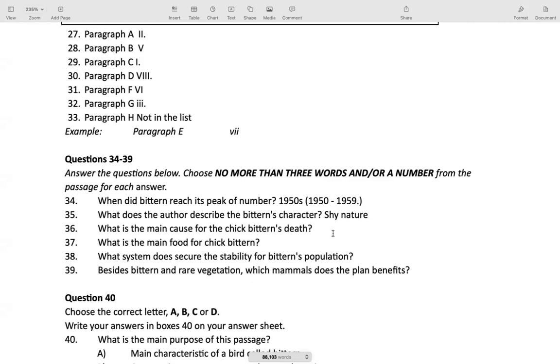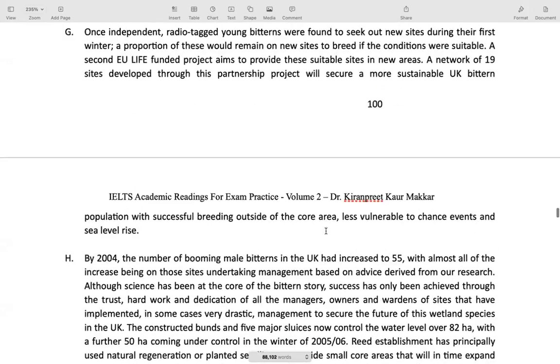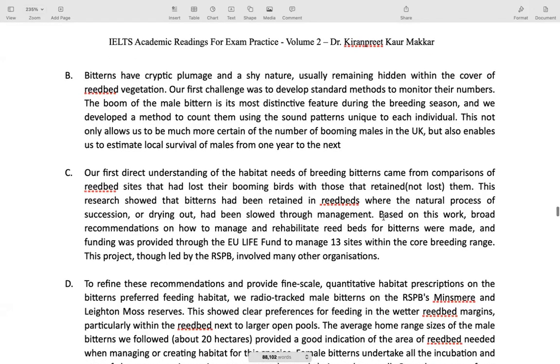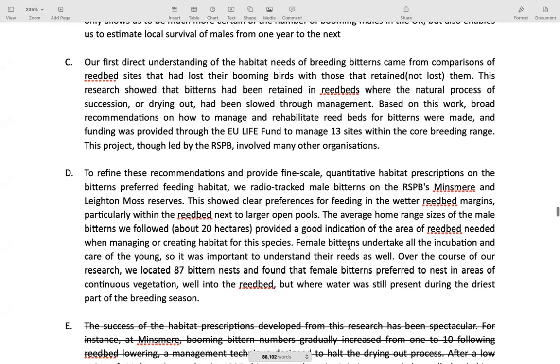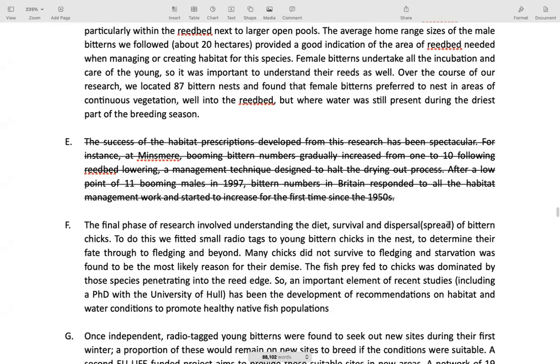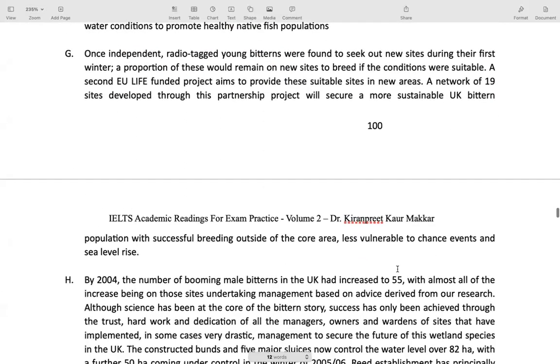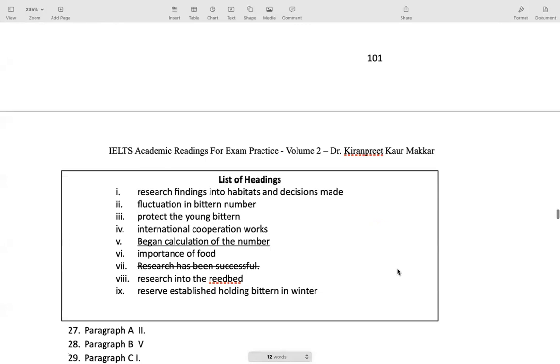Okay, what is the main cause of Chick Britons' death? We have done this. Tell me the answer. Starvation. You did it, Bhavesh. You told the answer. You read that paragraph. E paragraph, F paragraph. Okay, starvation was found to be the most likely reason for death. So starvation is the answer. Good.